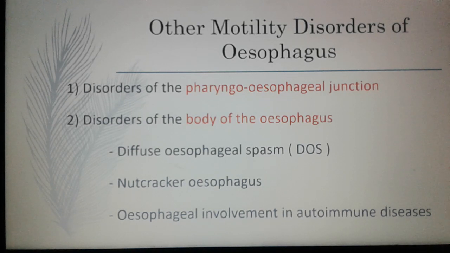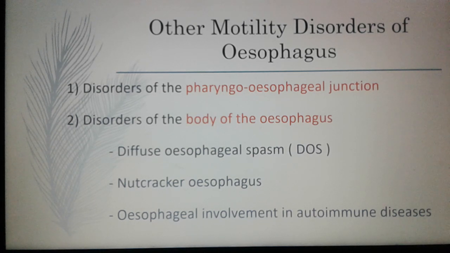Few important things regarding Nutcracker esophagus, important from the PG point of view. And the third subgroup in disorders affecting the body of the esophagus is esophageal diseases involving autoimmune processes, occurring as a part of autoimmune diseases. So in these two broad groups, these are the important conditions.